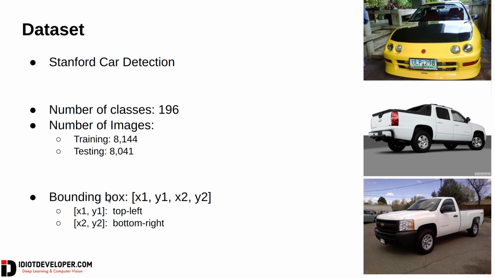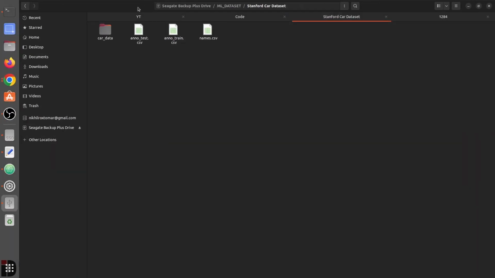The format of the bounding box is x1, y1, then x2 and y2. Here x1 and y1 represent the top left of the bounding box. If you can imagine a bounding box here, the top left would be x1 and y1, the bottom right would be x2, y2. Now let's take a look at the dataset itself.